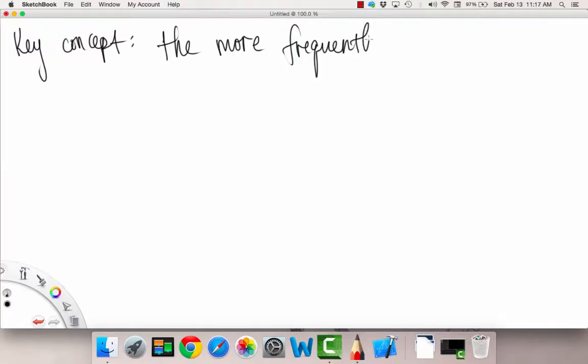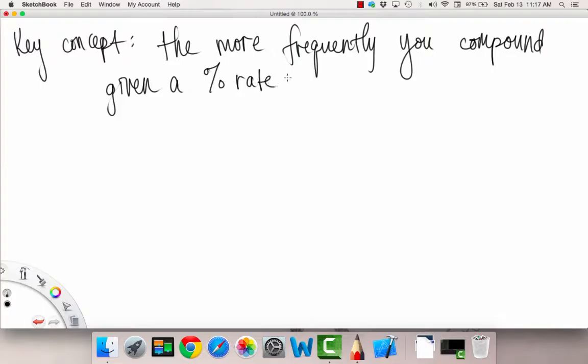All right, a key concept that I would like to stress is the following. The more frequently you compound, and compound in this case just means you're applying the percent rate of change and actually changing the amount, so the more frequently you change your amount by a certain percent rate of change, given a percent rate r, then the greater the change you'll experience.